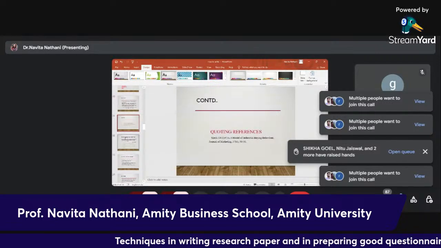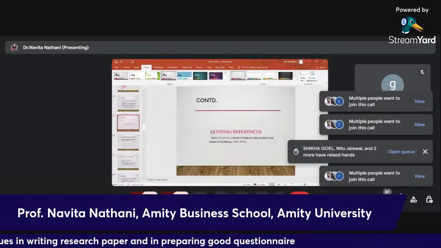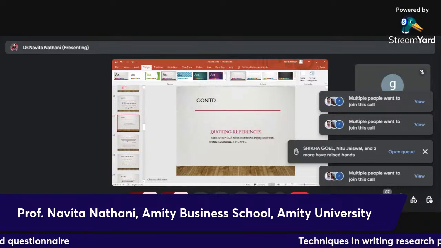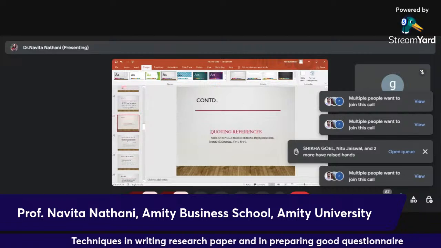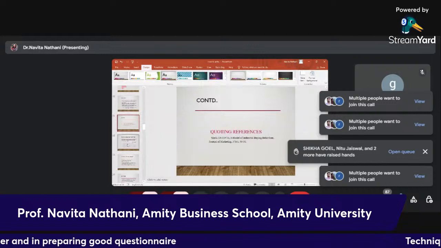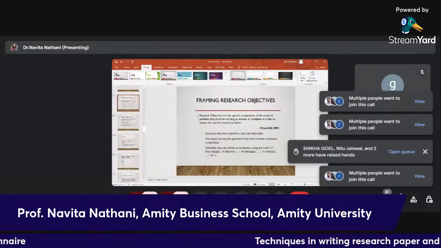This is how you quote references at the end, because for social science students, APA citation style is required, and for students of engineering and some other fields, there may be MLA, Harvard, HBR, and IEEE citing styles required. Then we will quickly come to the research topics, research objective.